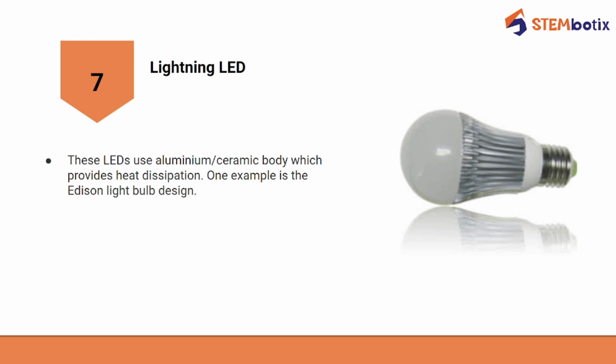Now the seventh number is lighting LEDs, means bulbs. These LEDs use an aluminum or ceramic body which provides heat dissipation. One example is the Edison light bulb, the bulb which was used in day-to-day life many years ago. So this is that kind of bulb.